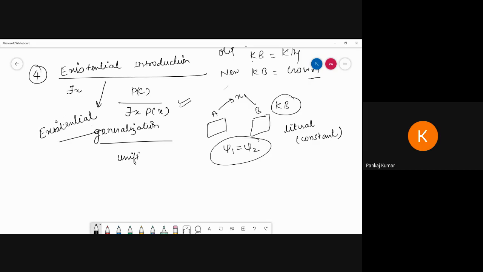So don't worry, we can go for the detail of unification. Then how can we find out the unification? What is the condition for the unification? And then the implementation of the algorithm of unification. Then we have to go for the next topic, which will be reasoning in AI.